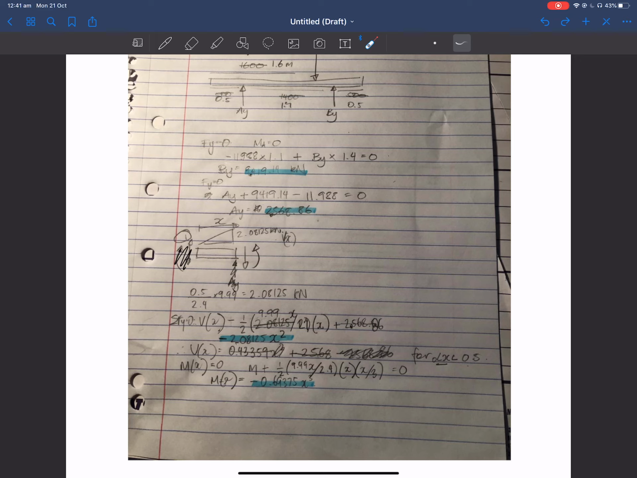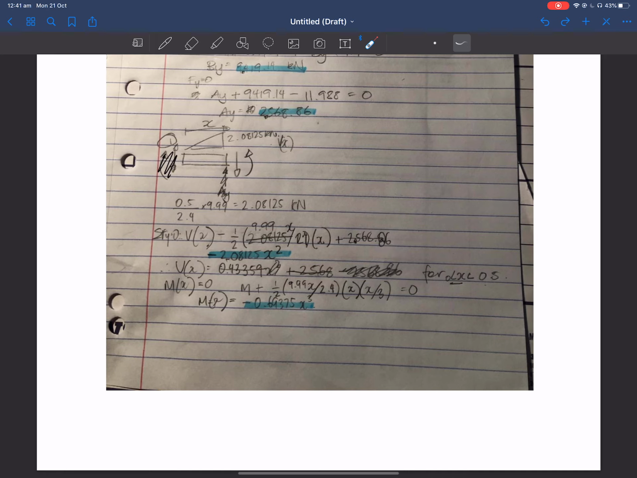Sorry. So negative Vx minus, it turned out to be 2.08125x squared. And once you flip over the Vx, it turned out to be this part here. And that turned out to be a negative parabola, as you'll see when we later go to the shear force diagram.